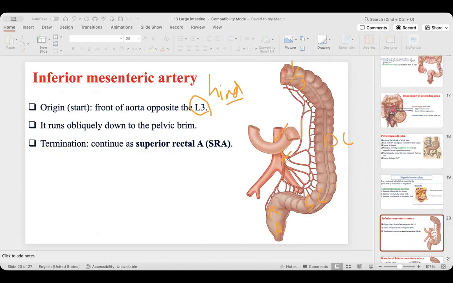And what is the termination? It descends like that and continues to become the superior rectal, supplying the rectum and the anal canal. So what is the terminal artery of the EMA? It is the superior rectal.